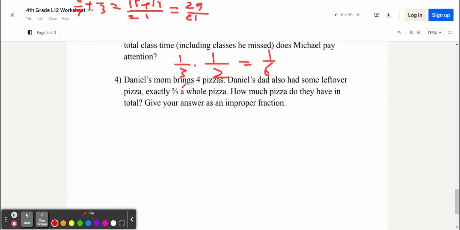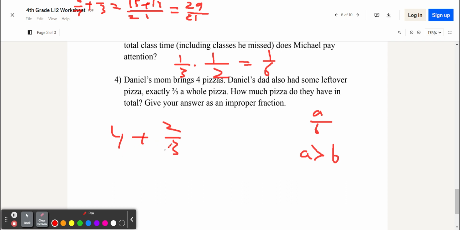And then lastly, Daniel's mom brings 4 pizzas. Daniel's dad also had some leftover pizza, exactly 2/3 a whole pizza. How much pizza do they have in total? So that's 4 plus 2/3. And we want it as an improper fraction, which is what it's called when you have a fraction like a over b, where a is greater than b.